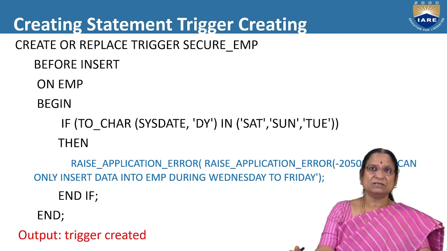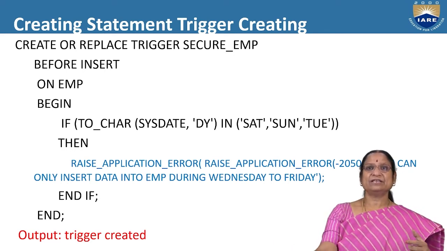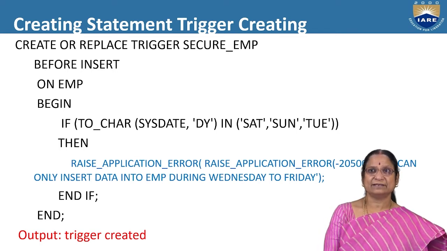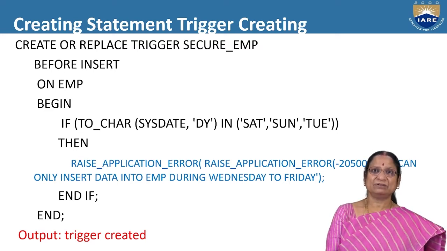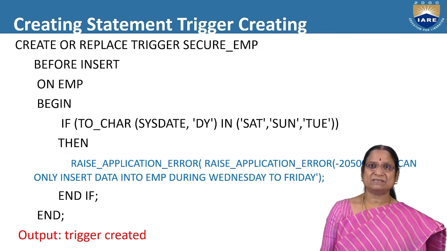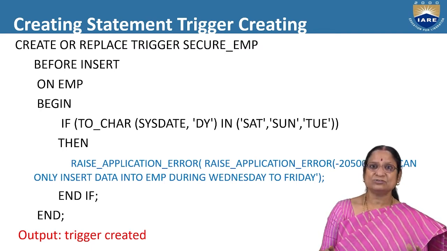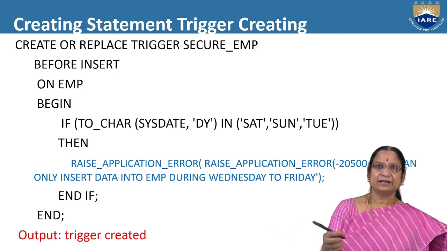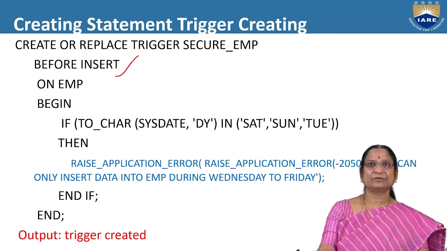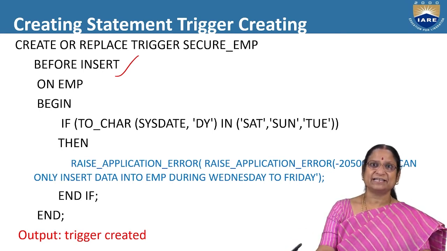So, for example, if you would like to write such a trigger, when you try to insert data, it will check whether today is Wednesday, Thursday or Friday. Only then insertions are allowed. Otherwise, insertions are not allowed. That means whenever we would like to insert the data, it will check and decide whether to allow or not. That means our trigger has to fire before the process only. So that's why we are creating a trigger before insert, before the action takes place.